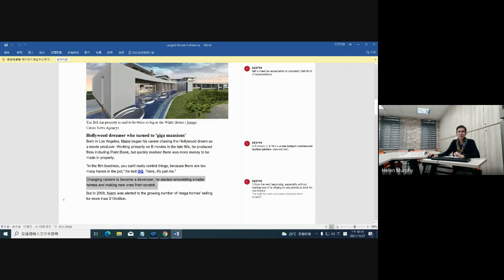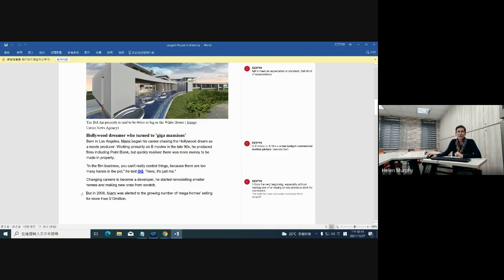Changing careers to become a developer, he started remodeling or renovating smaller homes and making new ones from scratch. When we talk about making something from scratch, we're referring to doing something from the very beginning. Okay, we might also say from the ground up, which also means from the very beginning, from new. Okay, so it means that you're making use of something without relying on any previous work or assistance. For example, he built his own computer company from scratch.